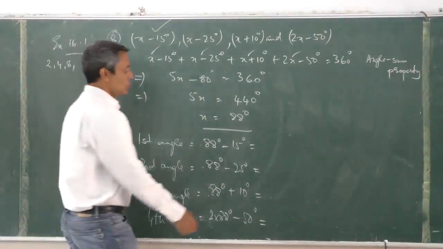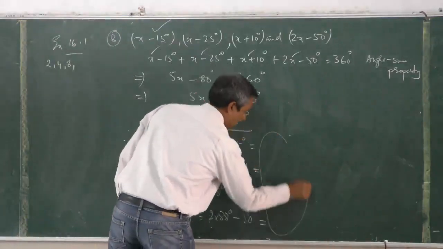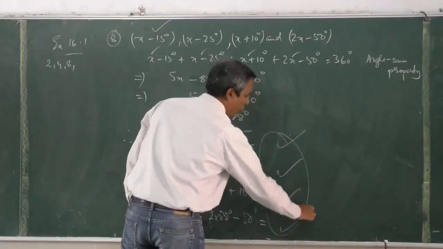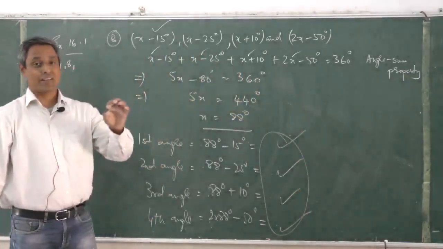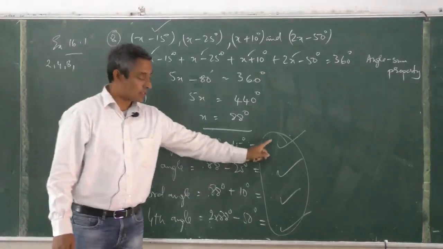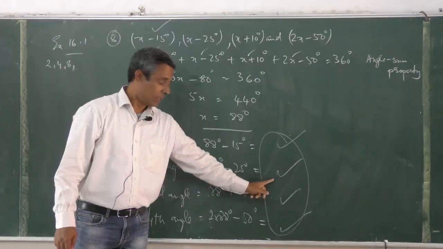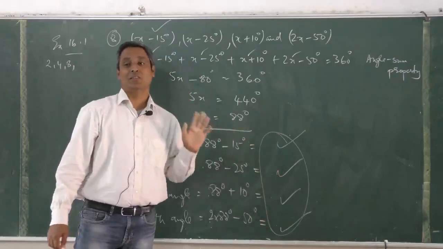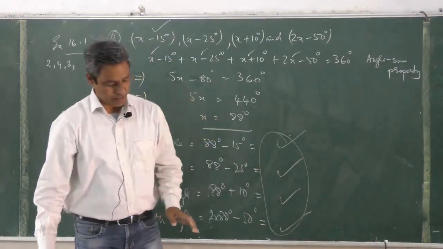Whatever answer you get, please check that when you add all four, you must get 360 degrees. But whatever answer you get here, how do you check? You add the four values, you must get 360 degrees. That is your way of checking. Okay.